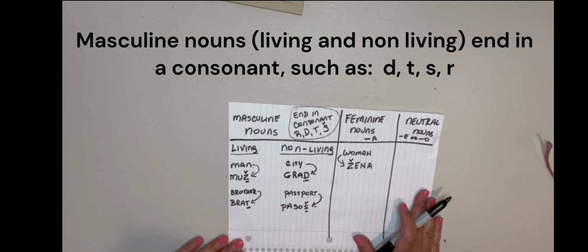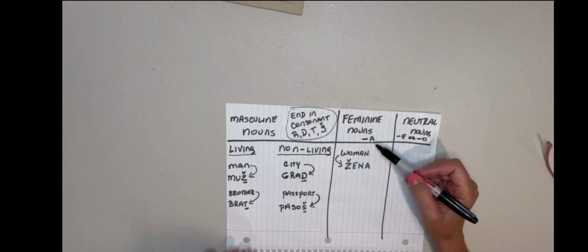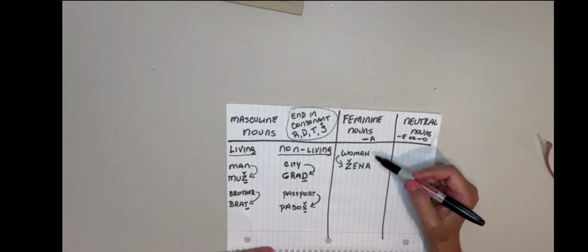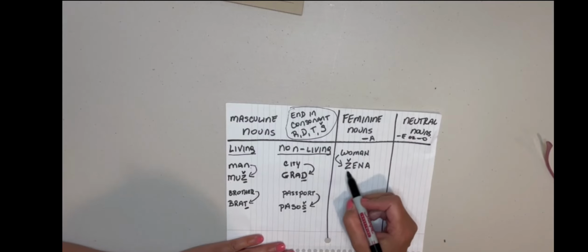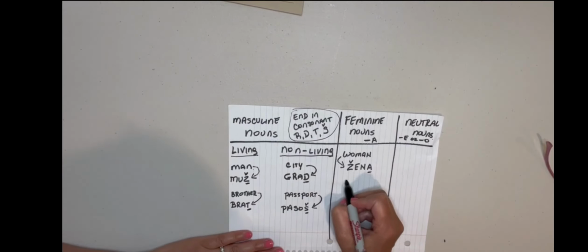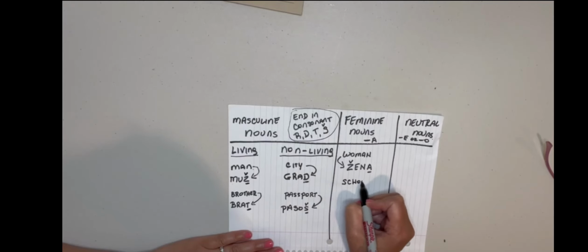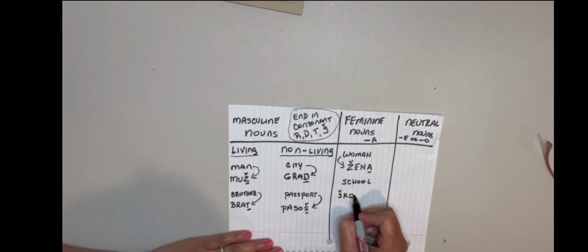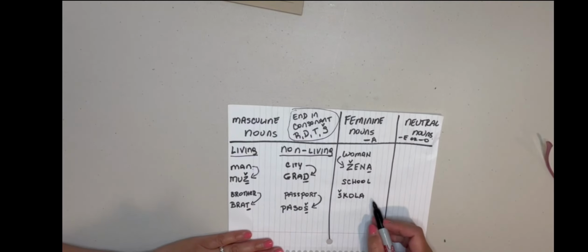Feminine nouns. In general, they end with an A. So the word woman in Serbian is žena. So it ends with an A. The word school is škola. So this S with the V, sh, S-K-O-L-A, škola.